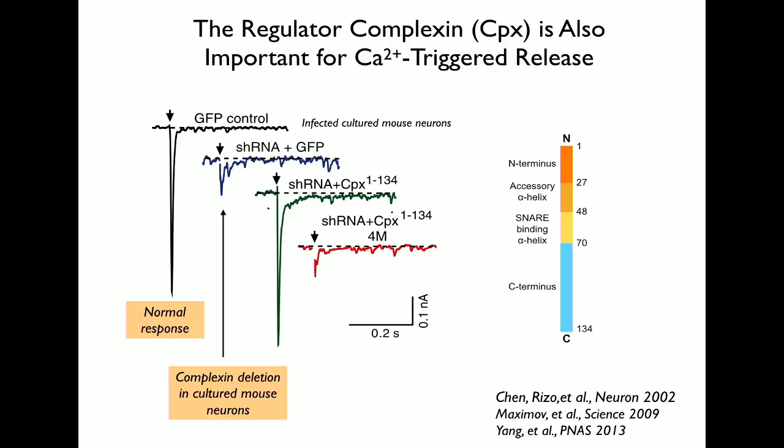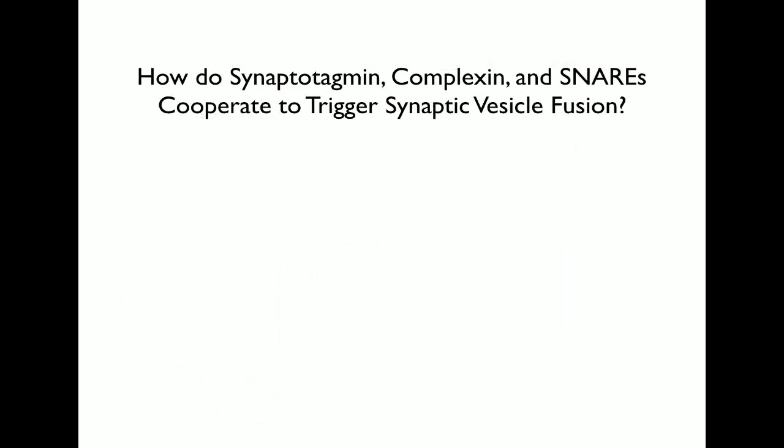And so the question in the field has been, for many years right now, how do these factors, synaptotagmin, the calcium sensor, and complexin and the SNAREs, all cooperate to trigger synaptic vesicle fusion.